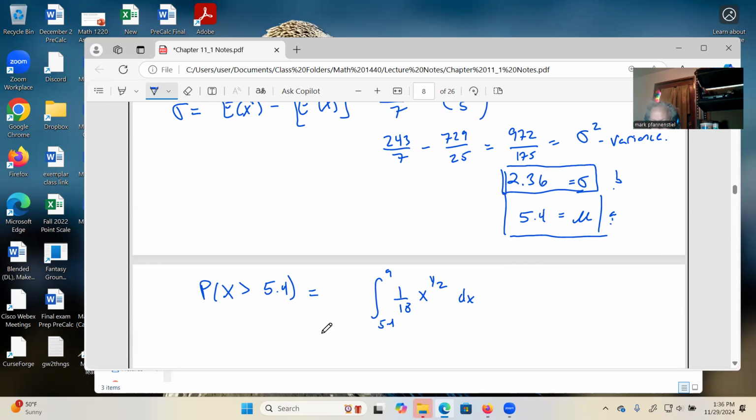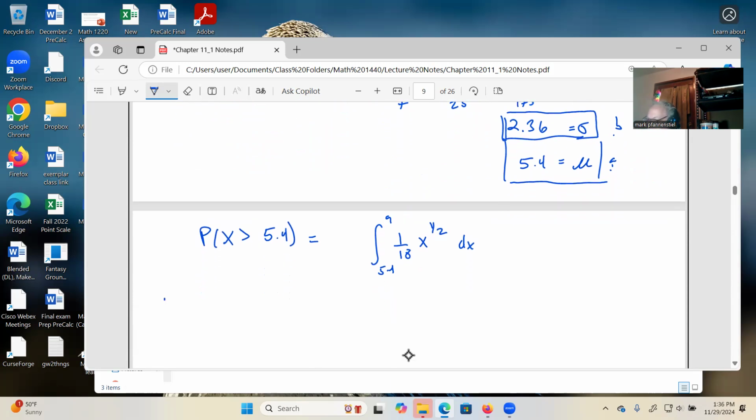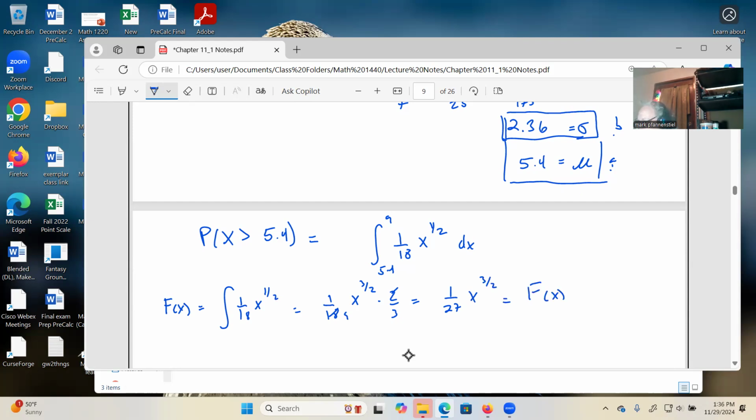I'm going to go ahead and say, you know what? I would like to find capital F of x, which is just the basic integral of 1 over 18 x to the 1/2, because I want to know what this value is. I'll show you a little trick here. This is equal to 1 over 18 x to the 3/2 times 2/3. We can go ahead and deal with this. So this is just going to be 1 over 27. The 2's cancel. So that's going to be 9 times 3 is 27. x to the 3/2. This is called capital F of x. This is the cumulative distribution.